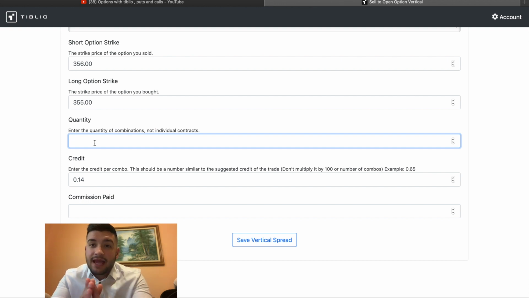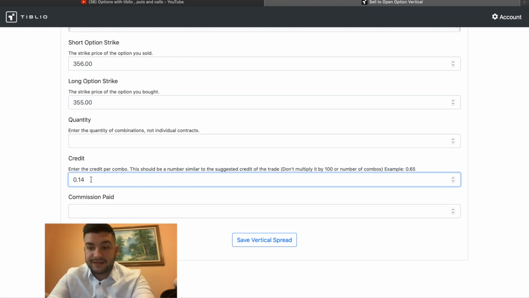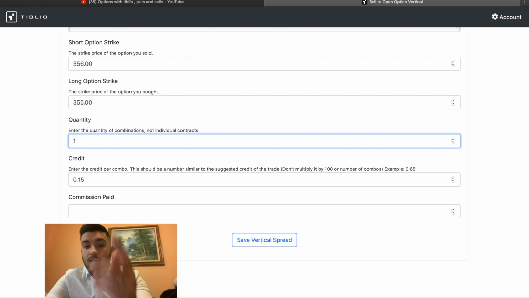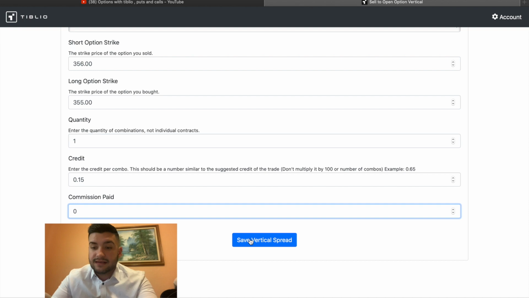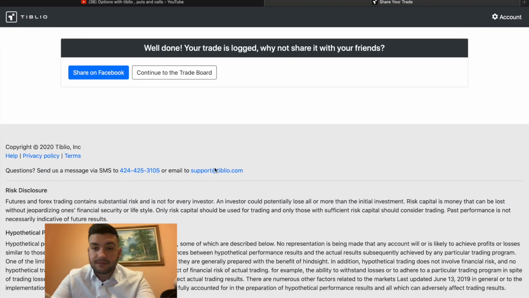Now it could depend that in the time that you got in, it could give you more or they could give you less. That's why they're asking you right here how much credit you received. Let's say you received $15, and then you just open one trade. Now, if you're trading on Robinhood and most of the brokers here in US, there's no commission paid, so you just put 0. Save vertical spread.